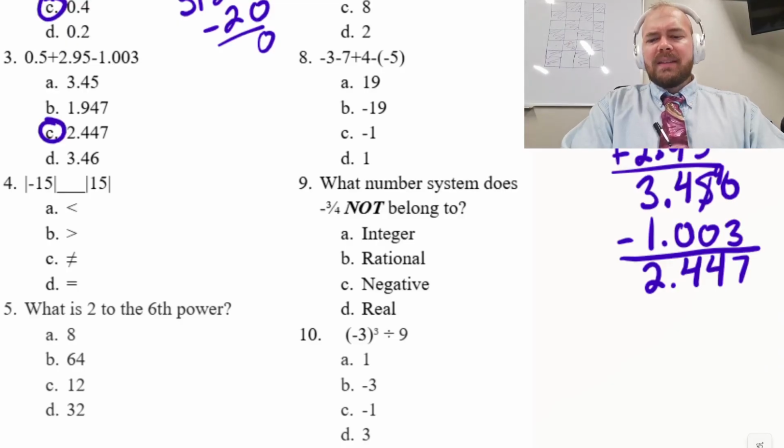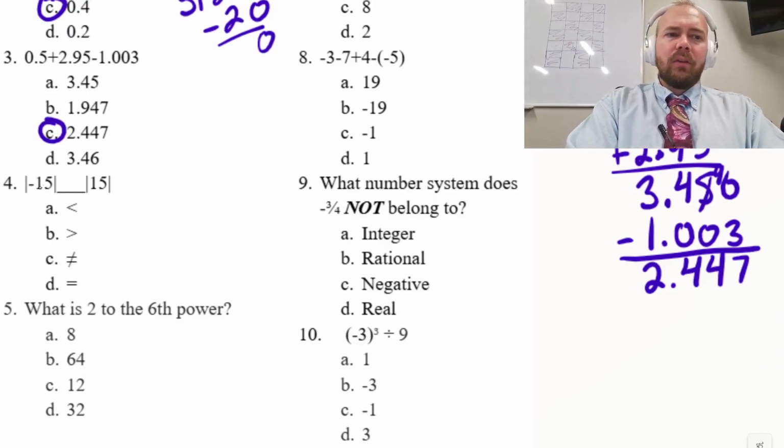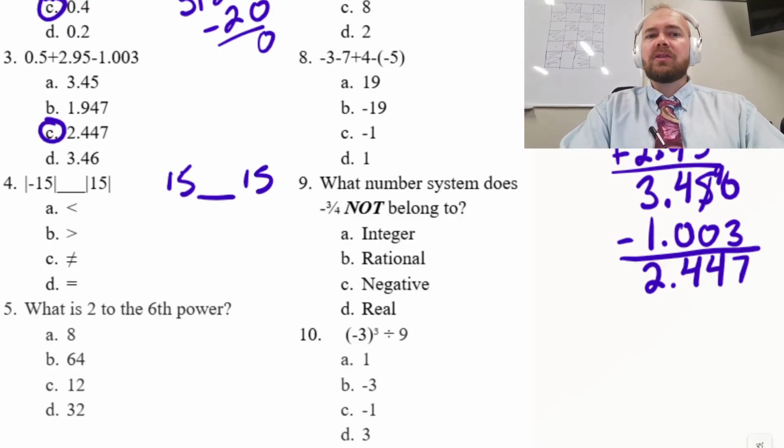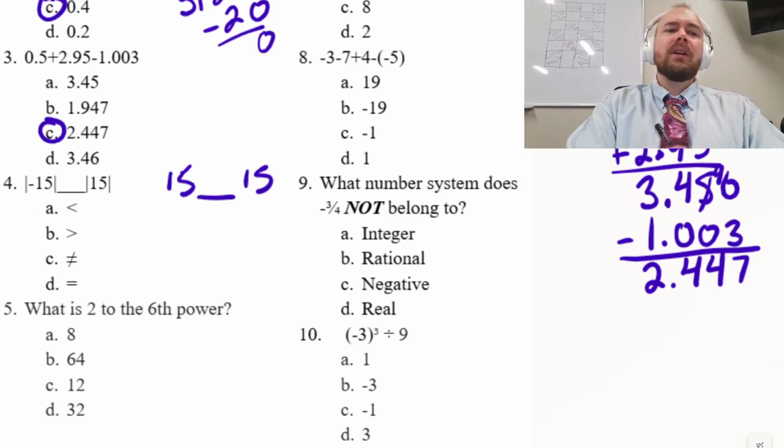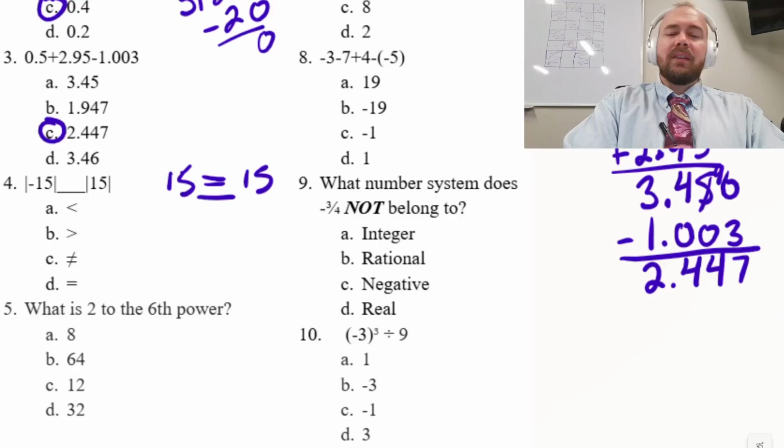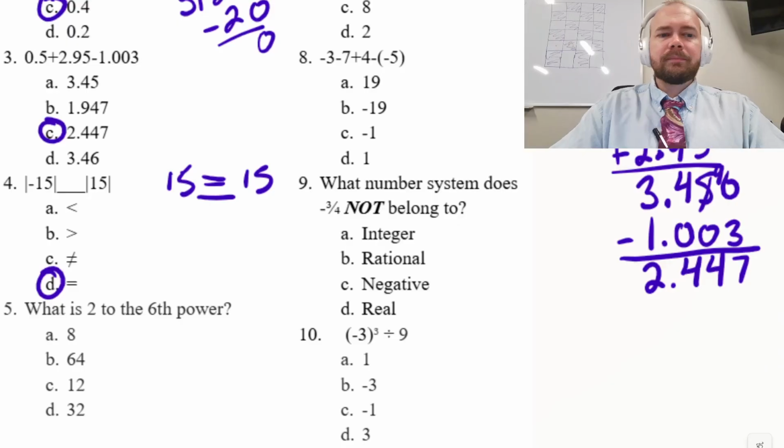Absolute value is the distance from 0. When we're talking about distance, it's always going to be positive. So the absolute value of negative 15 is 15. And the absolute value of 15 is also 15. It doesn't change sign necessarily. It's just always positive. Well, 15 is the same thing as 15. They're equal. They're the same number. So that one is D.